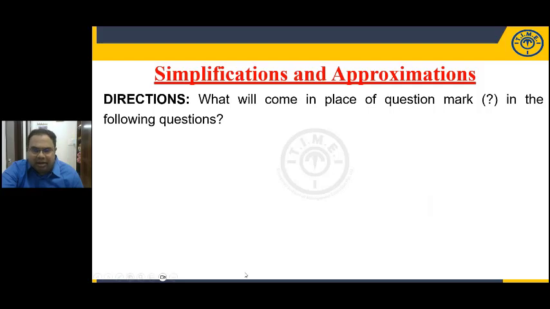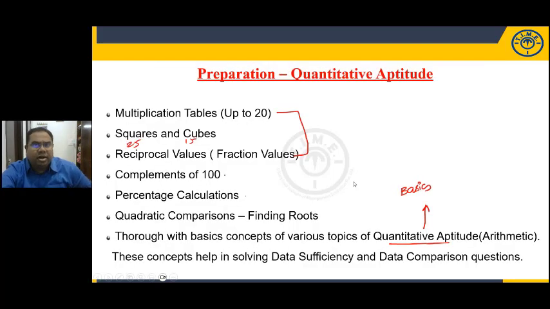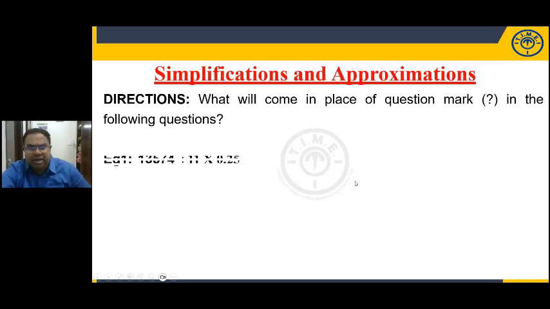All right. Who asked me about simplification and approximation? There was one question, Mega Kiran. Simplification and approximations. You have to look at the things which were discussed just now: percentages, simplifications, squares, cubes. All those values you should be ready with. These are the basic concepts which you should learn for simplification and approximations. We'll take up this question.